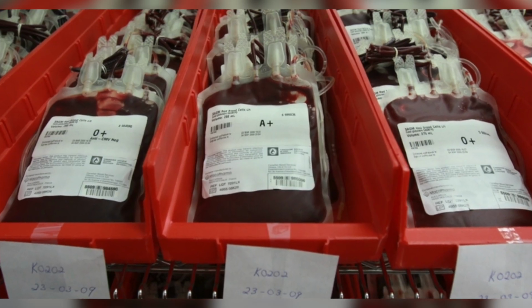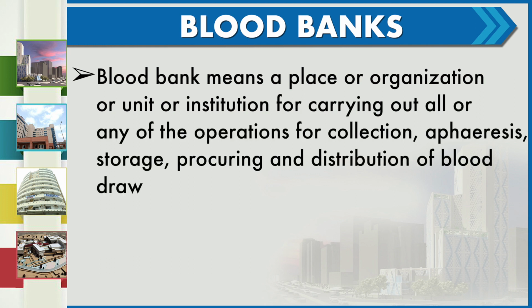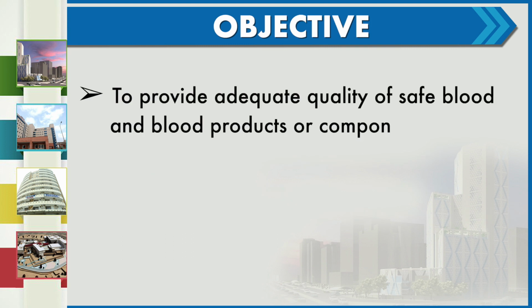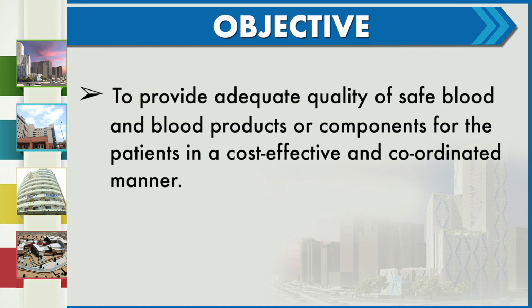Blood banks. So, the blood bank means a place or an organization or a unit or an institution for carrying out all or any of the operations for collection, storage, procuring, distribution of blood drawn from donors or preparation, storage and distribution of blood components. The objective is to provide adequate quality of safe blood and blood products or components for the patients in a cost effective and coordinated manner.